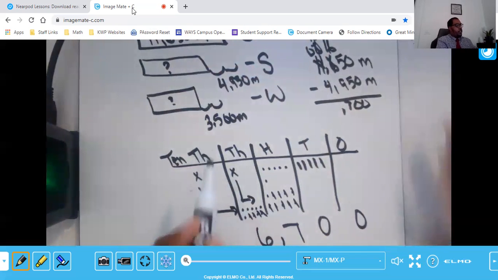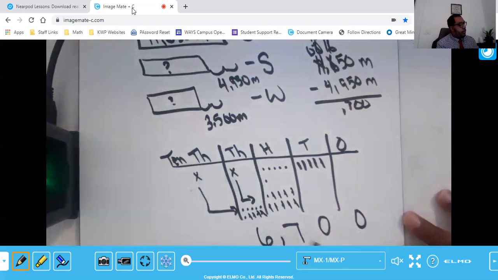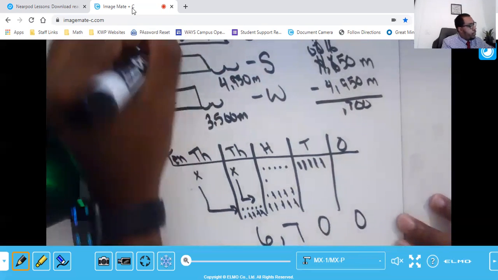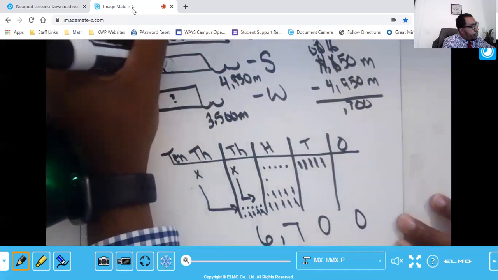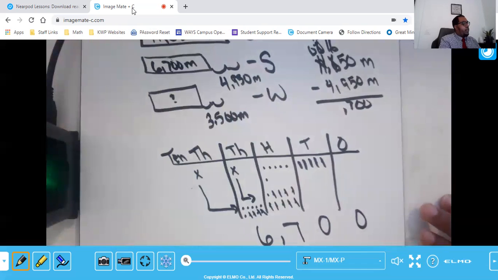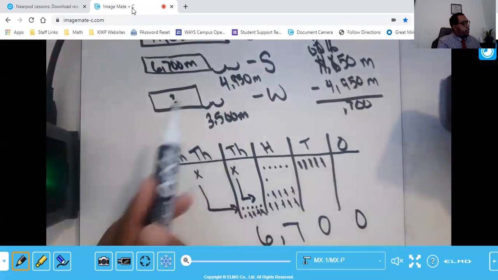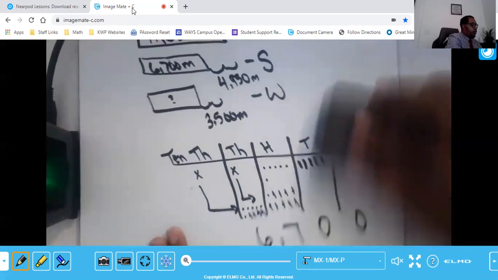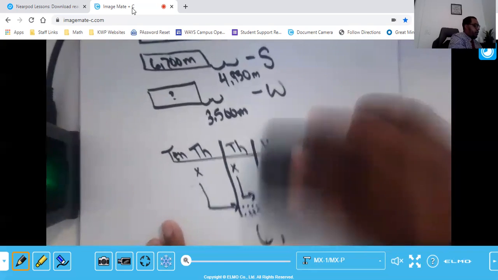So I know for silk, they use 6,700 meters of silk. So I'm going to fill that in my tape diagram, excuse me. All right. So that tells us how much silk they use. Now we have to figure out how much wool they use. So I can use the same process.